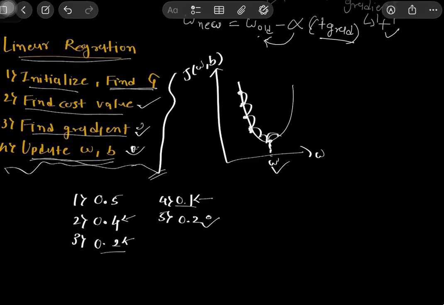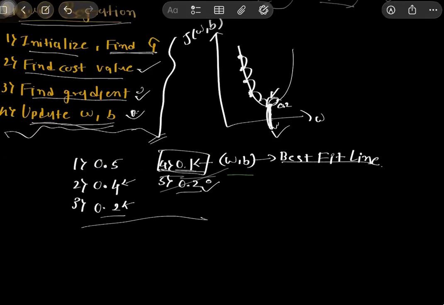So even if I move here to 0.2, my gradient descent algorithm is designed in such a way that it will again push me in this direction, to this point. So anyhow I will end up here only, and whatever is the least cost value calculated during all the iterations will be used to get our best fit line, because whatever W and B gave us this least cost function will give me the best fit line.